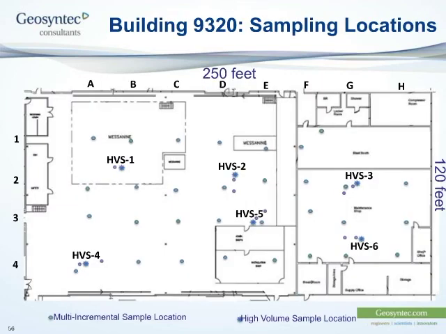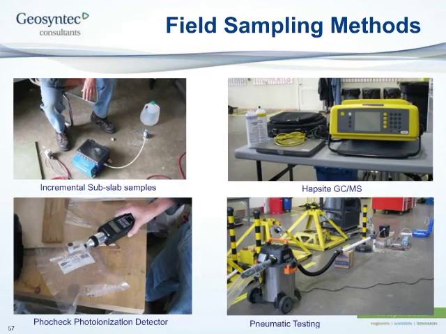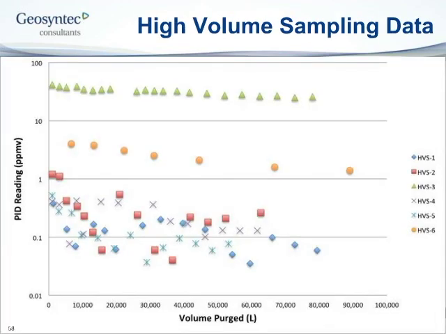Here's a large building, and we've got samples in columns A, B, C, D, E, F, G, H, and rows 1, 2, 3, 4. And we also have 6 different high volume sample locations, 1, 2, 3, 4, 5, 6. We collected samples using a variety of different field techniques that I'm not going to go into a lot of detail on here just because of time.